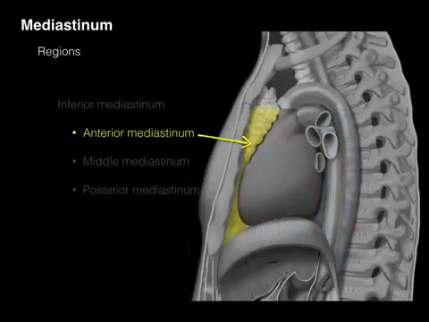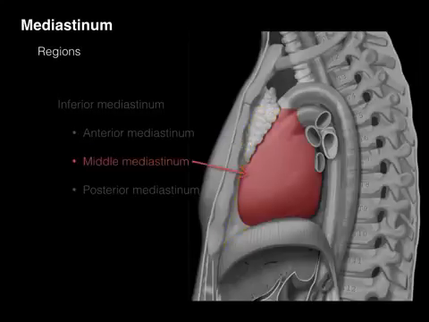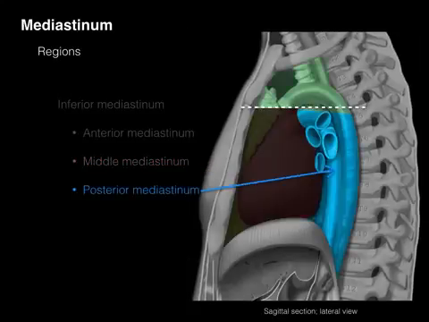So the anterior mediastinum is the region in front of the heart, and it's filled with the thymus. Then there's the middle mediastinum, which is filled with the pericardial sac, which contains the heart. And then the posterior mediastinum, which is everything behind the heart. And those are the structures, the dates, that we'll talk about in a minute.